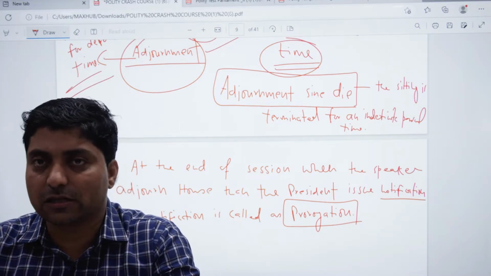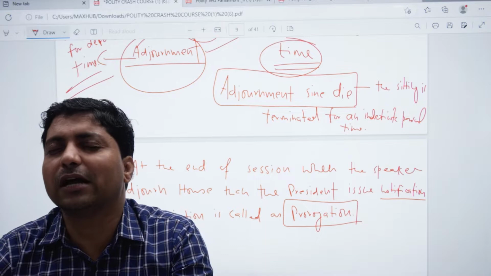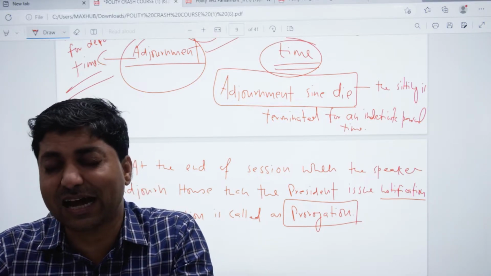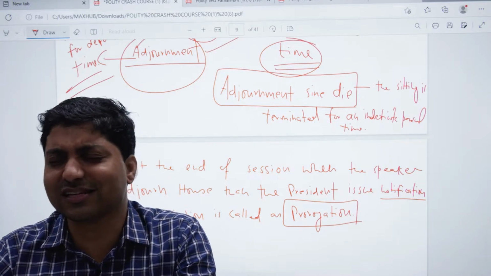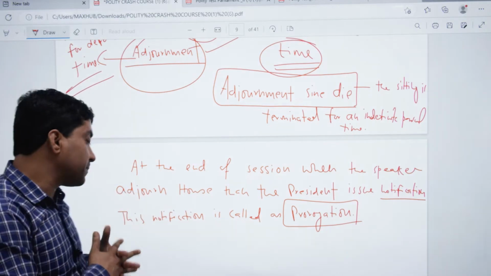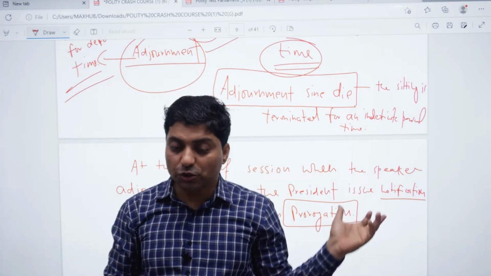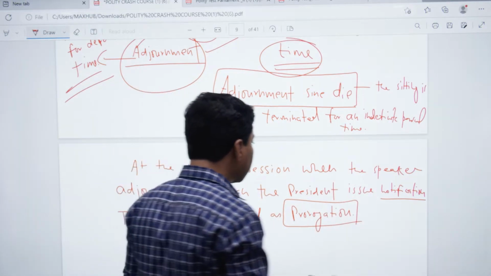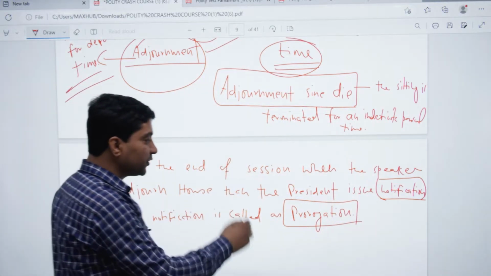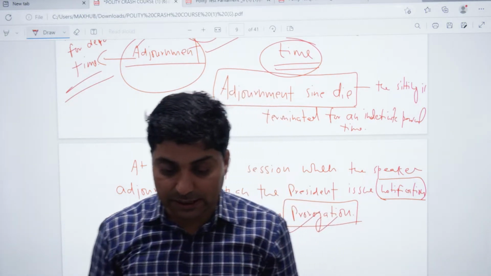Then the speaker declares that the house is adjourned, or he may say that the house is adjourned sine die. And that declaration is issued by the president in a notification, and that notification is called prorogation. I hope it is clear.